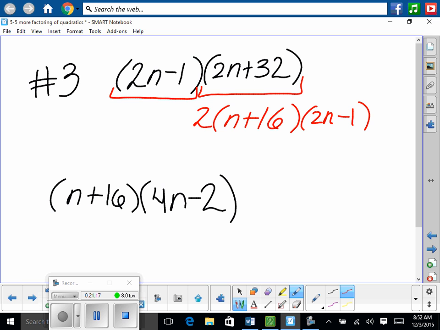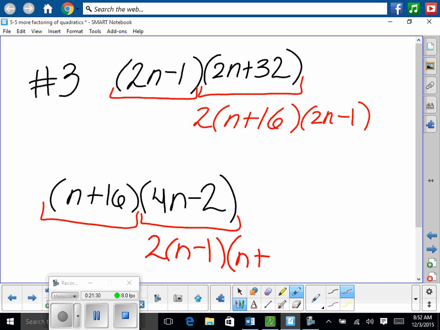Now let's look at this answer. This piece is factored completely, but is this piece? No. What would we pull out? 2, and left is n minus 1. So writing that multiplied would also be times n plus 16. Now we'll look at our final answers. Don't they match up perfectly? Aren't they the exact same?